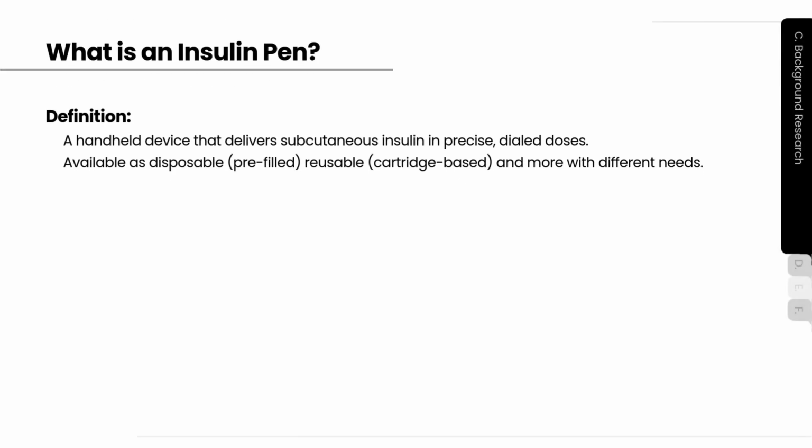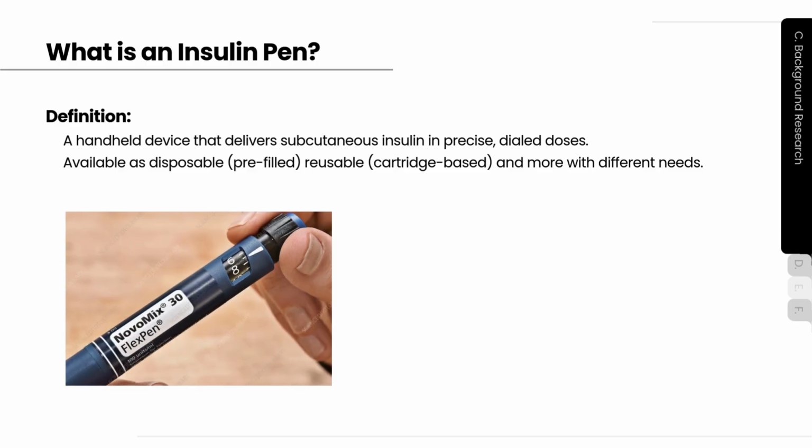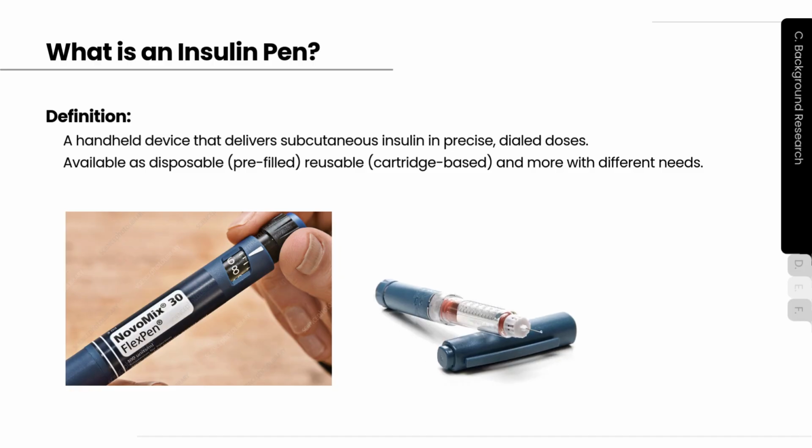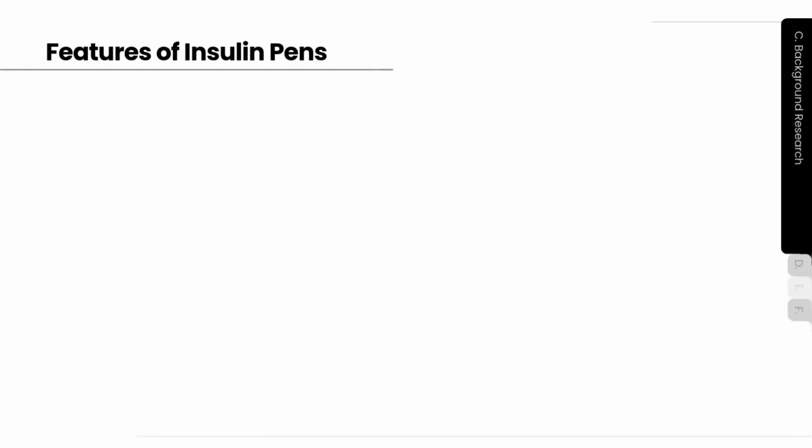An insulin pen is a handheld device used to deliver insulin under the skin in precise, dialed doses. It simplifies insulin injection compared to syringes, and is available in disposable, pre-filled versions or reusable designs that use replaceable insulin cartridges. Insulin pens offer several advantages that make daily insulin use easier and safer, especially for children.